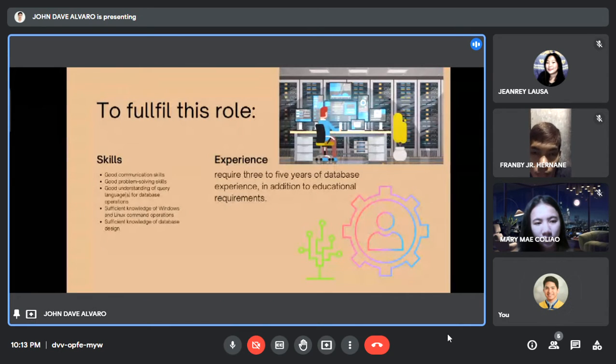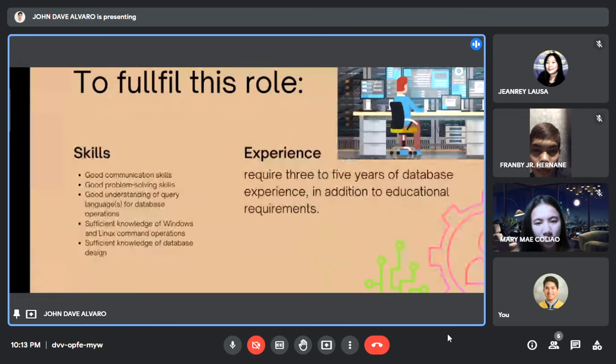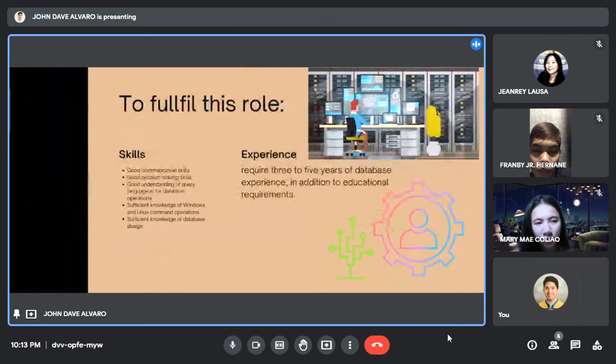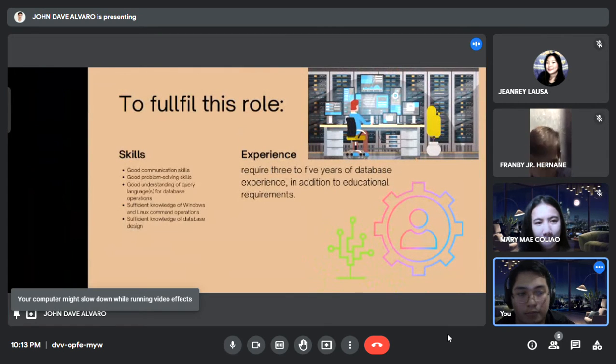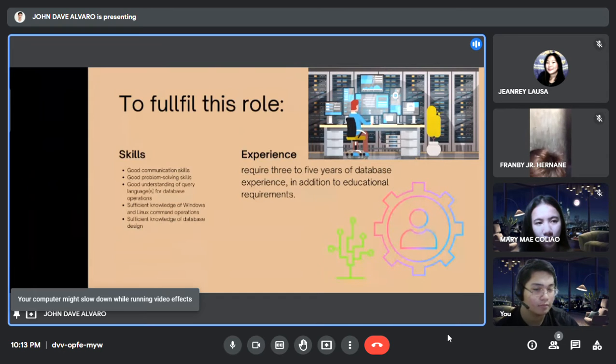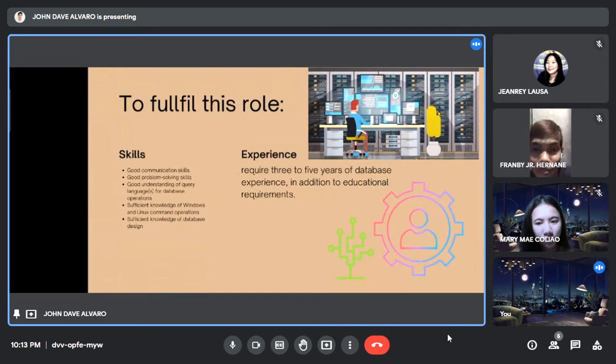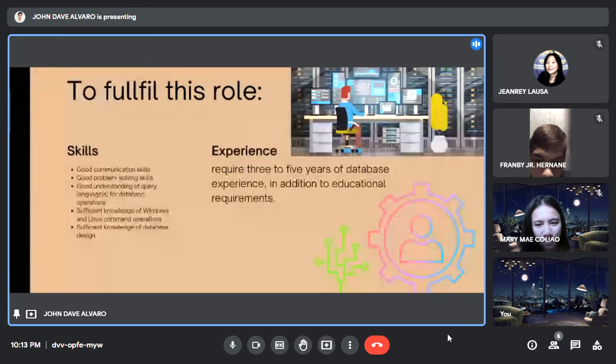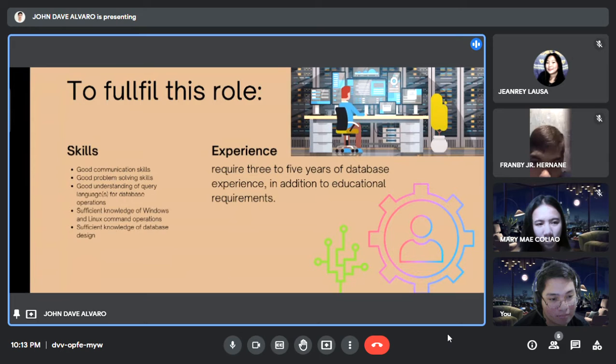For the database administrator to fulfill this role, there are skills and experience required. Their skills must include good communication skills, good problem solving skills, and a good understanding of query language for database operation. For the experience, it requires 3 to 5 years or many years of database experience in addition to educational requirements.